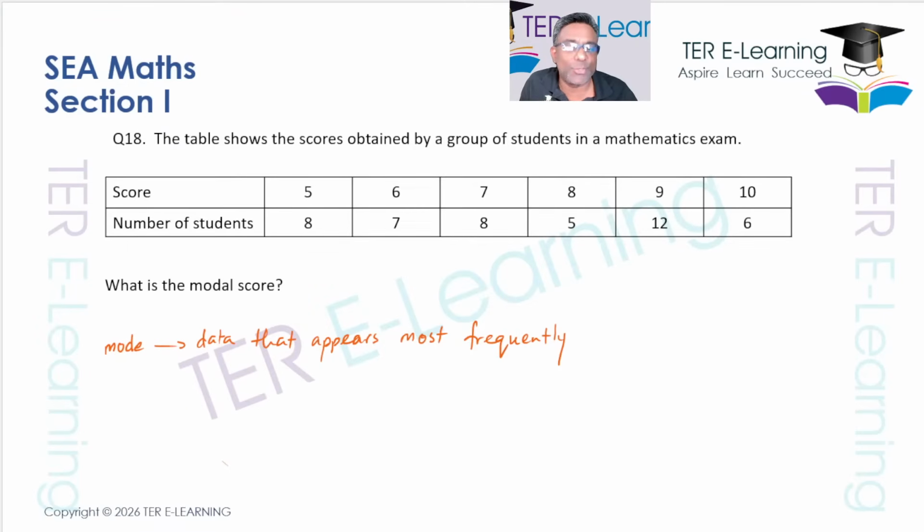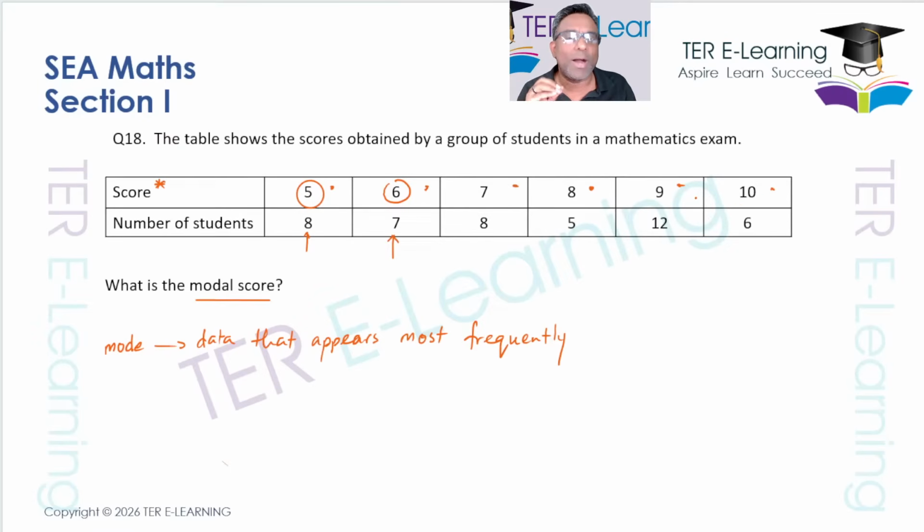Whatever data is given to you in a table, try to understand the data. So we have the scores obtained by students in a maths exam. So let's look at the scores here. Now, this 5 here means somebody got a 5. How many students got 5? 8 students got 5. For a score of 6, there are 7 students who scored 6. Now, we're looking for the modal score, so the answers could only be 5, 6, 7, 8, 9, and 10. Those are the scores obtained in the exam.